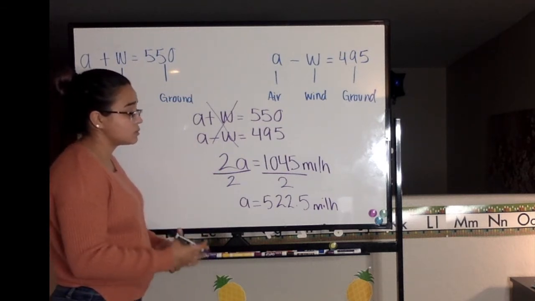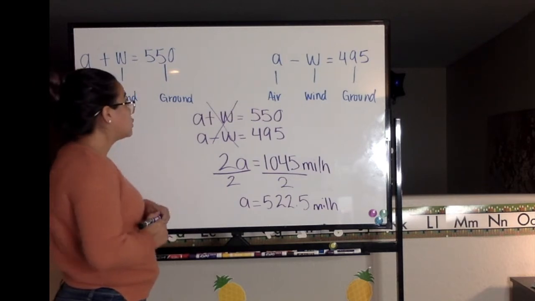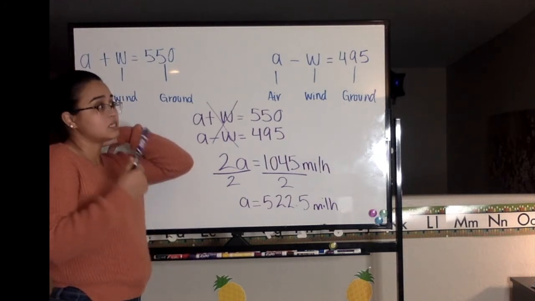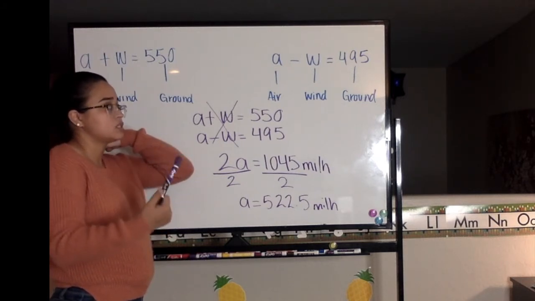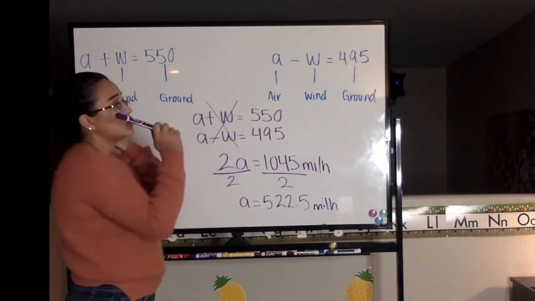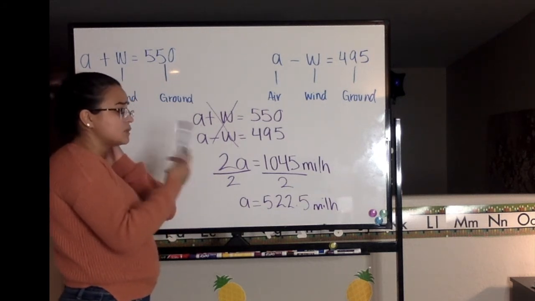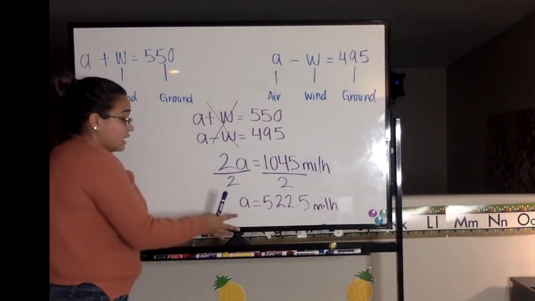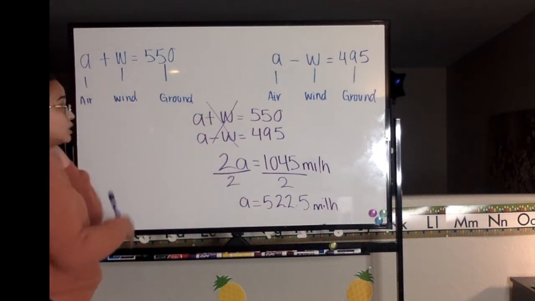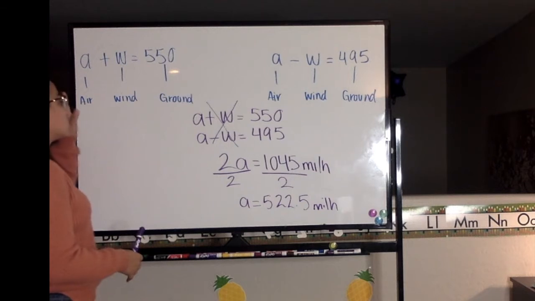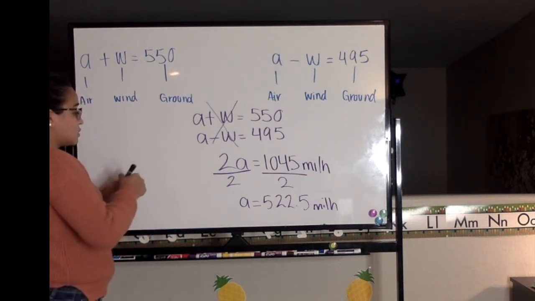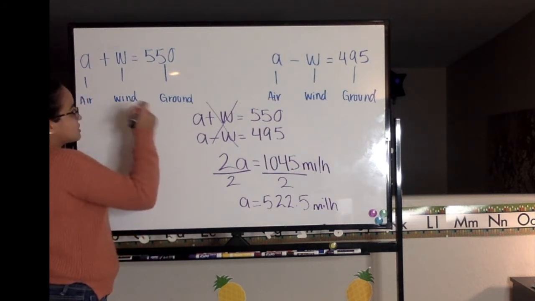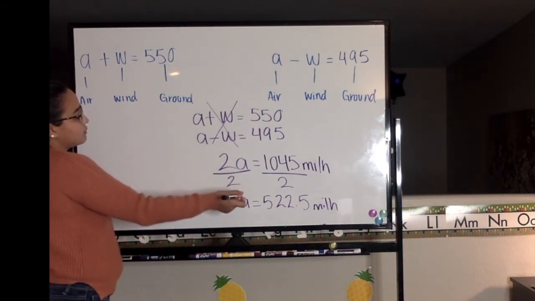So what are we going to do right now? We are going to try to figure out the wind speed. It is the same for both of them as well. It's just that for one we are adding it, for the other we are subtracting it. So we're going to take the value we got for A and plug it into one of the two equations. In this case, I'm going to plug it into this equation. It's going to look like this. Let me change colors so you know what I'm doing. Substituting the value of A for 522.5.